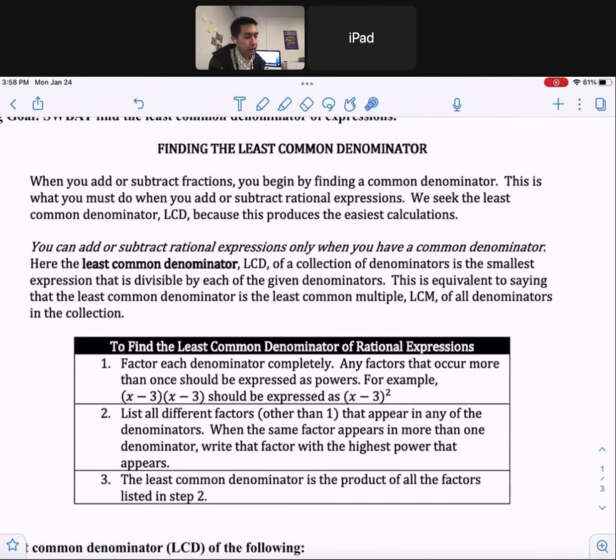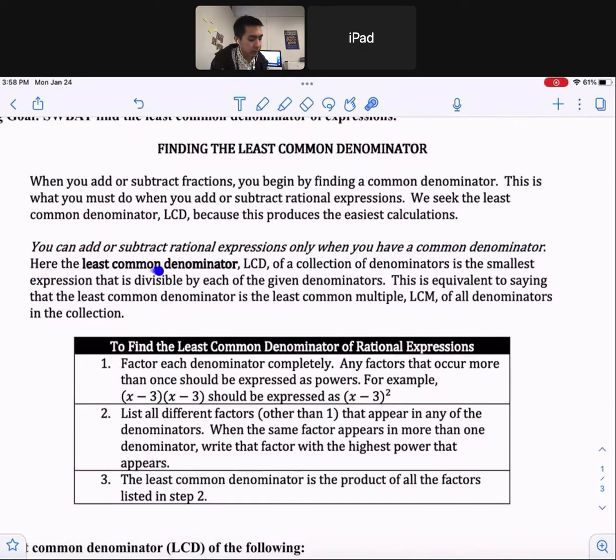So when you add or subtract fractions, you begin by finding a common denominator. This is what you must do when you add or subtract rational expressions. We seek the least common denominator, LCD, because this produces the easiest calculations. You can add or subtract rational expressions only when you have a common denominator.